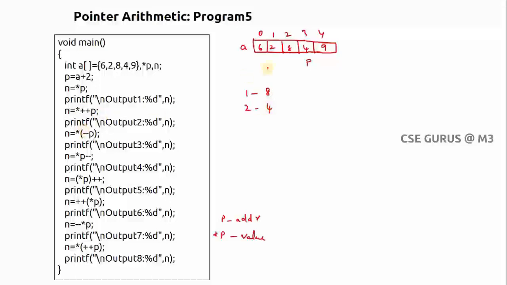Now the next one, anyway, the p value here, minus p first. Anyway, minus is adjacent. Minus p, so it is a decrement. It's not minus 1, it is minus. That's why your p decrements to here. Now what is the value? Pointer means the value inside p is 8. So your n value is 8. So the third output is 8.